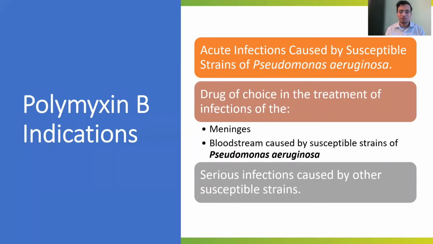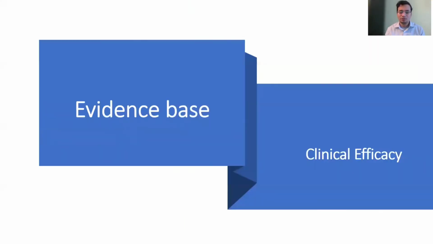Coming to the indications of polymyxin B, as we all know, it is an antibiotic of choice as a last resort to combat MDR gram-negative infections in the ICU. This should be guided by cultures, sensitivity testing and MIC values. So now let's talk about the evidence base for clinical efficacy of polymyxin B.